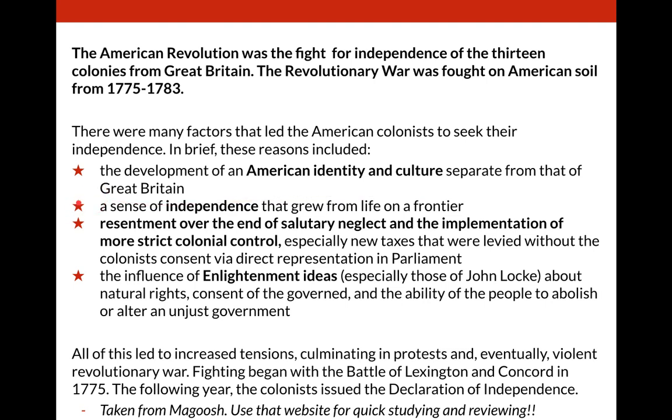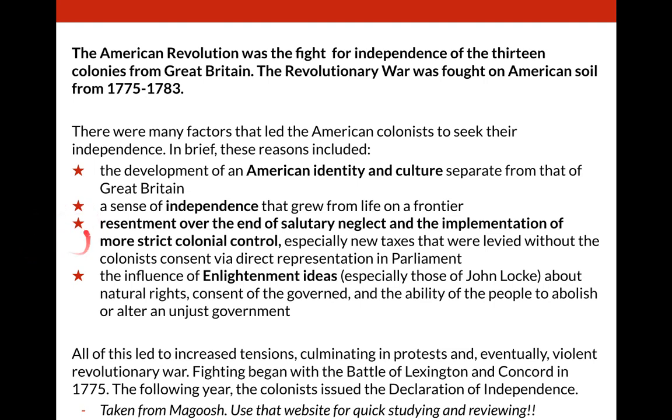Second point, a sense of independence that grew from life on a frontier. So some of these people came from England, immigrated to the Americas to be independent. And now that the colonies are continuing to develop, there is this sense of, I want to be able to do whatever I want to do. They want to expand, they want to grow, and they don't want somebody to control them. So the colonies are definitely gaining this idea of independence.